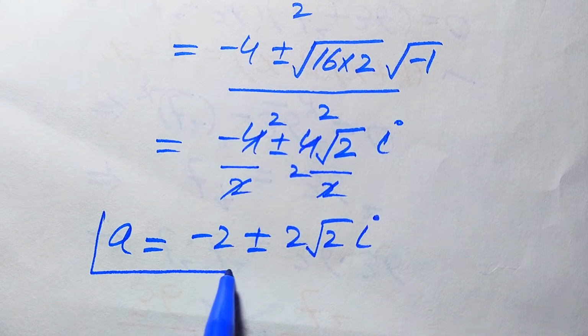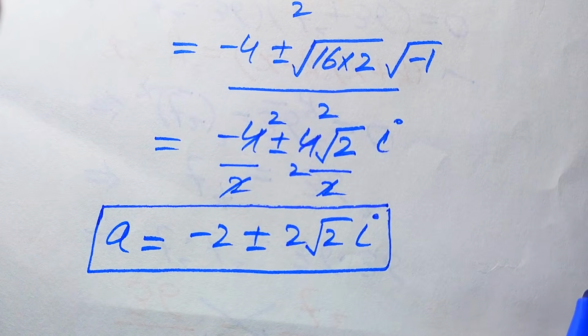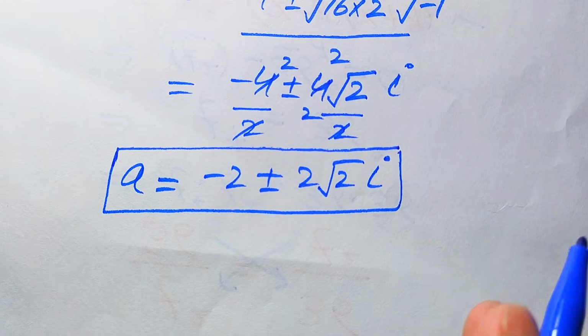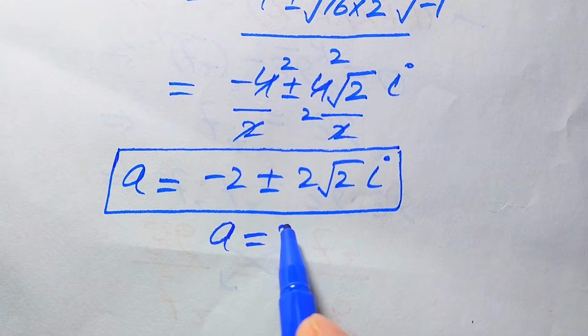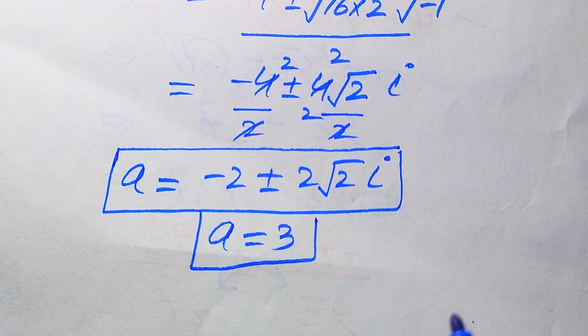So these are the other two complex roots of the given equation, and we get one real root of the given equation, and it is a equals 3. So these are the three roots of the given equation, in which two roots are complex and one root is real. This is our final answer, and thank you so much for watching this video.